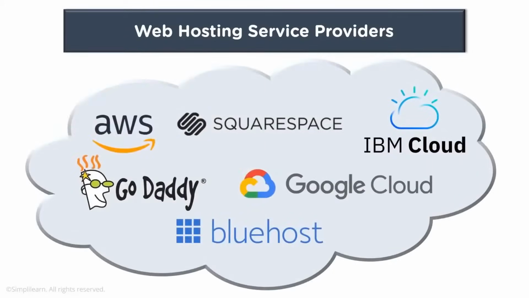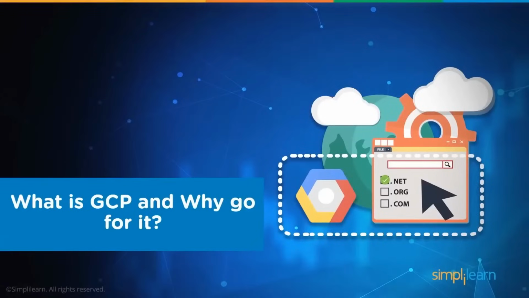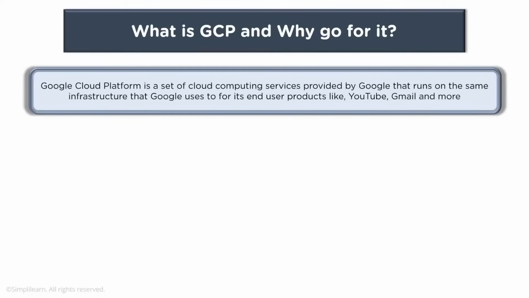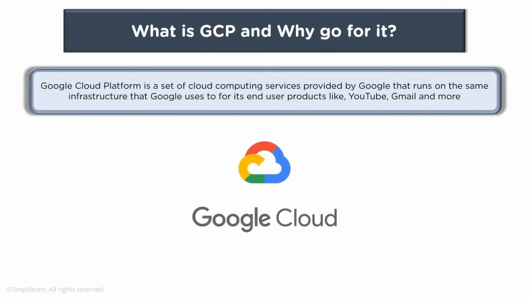You have AWS, you have Squarespace, IBM Cloud, GoDaddy, Bluehost, and Google Cloud. So what is GCP and why go for it? GCP, or as we call it, Google Cloud Platform, is a set of cloud computing services provided by Google that runs on the same infrastructure that Google uses for its end user products like YouTube, Gmail, and much more.